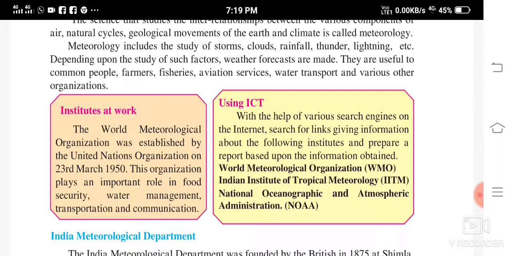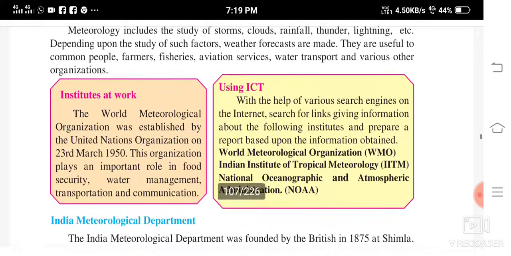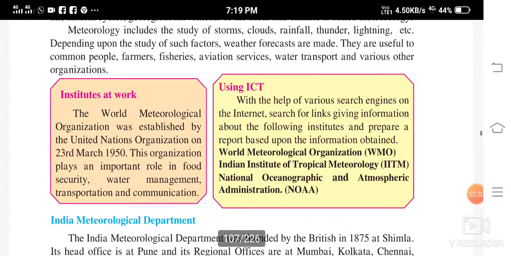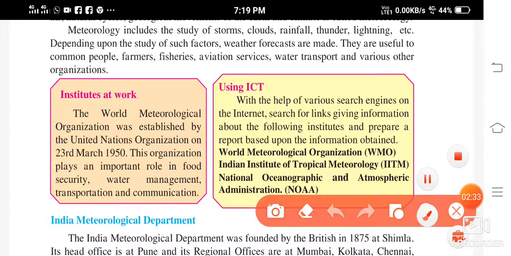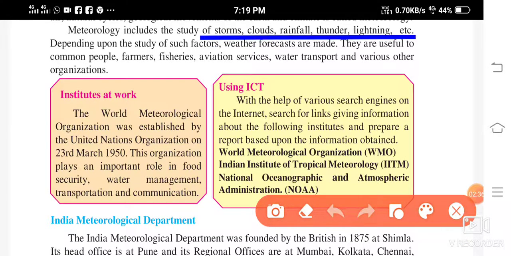Depending upon the study of such factors, weather forecasts are made. So after studying these components, that is the storm, cloud, rainfall, thunder, lightning, depending upon the study of these factors, weather forecasts are made. You must have seen the weather forecast on Doordarshan and all. Now, how is this weather forecasted? Means how do they predict the weather? By studying the storm, cloud, rainfall, thunder, lightning, etc.